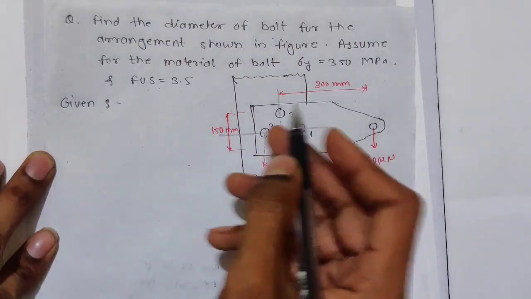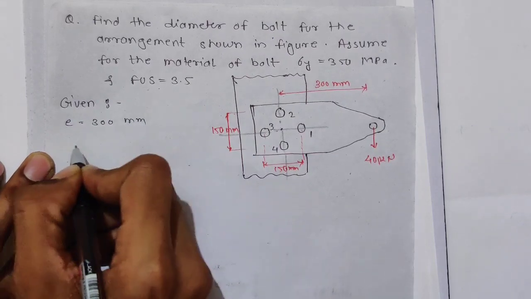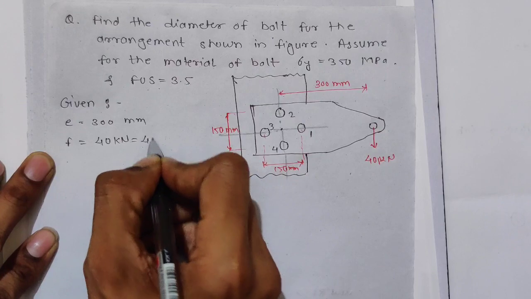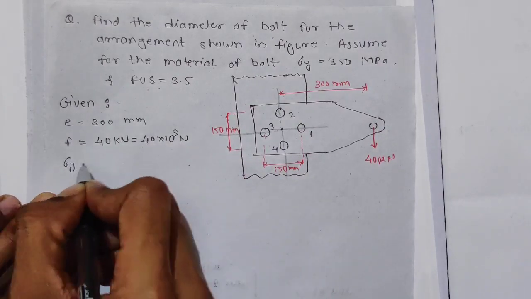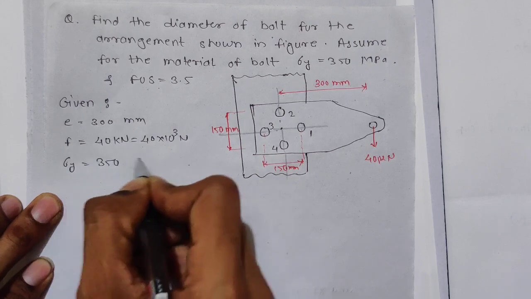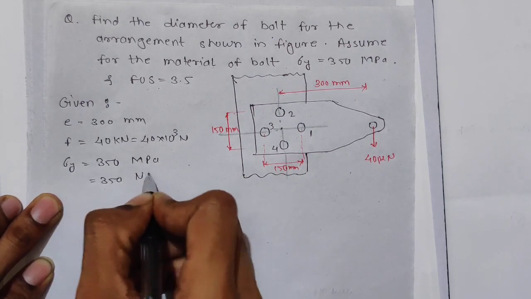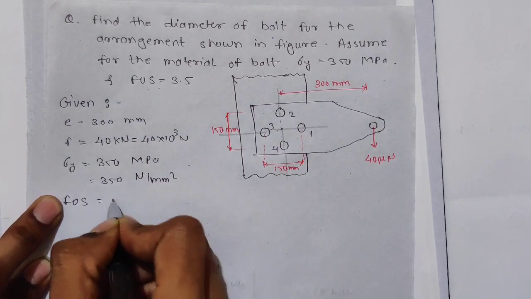So what is given? Eccentricity 300 mm. Load F is equal to 40 kilonewton, which is 40 into 10 raised to 3 Newton. Sigma yield is given as 350 megapascal, which is nothing but 350 Newton per mm square. Factor of safety is given as 3.5.